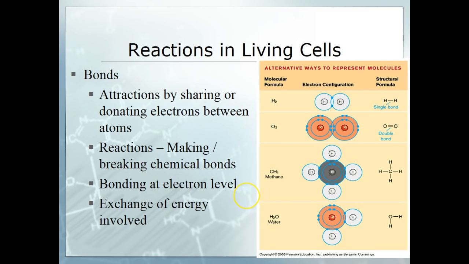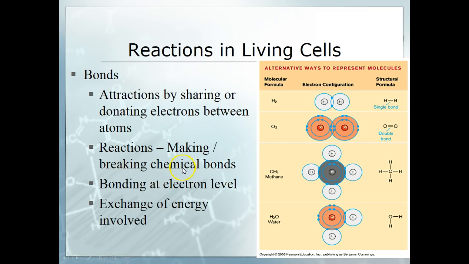Okay, so let's get into the bonds a little more deeply. Remember that bonds are attractions by sharing or donating electrons between atoms. Remember, electrons that are transferred or donated are ionic bonds, and electrons that are shared between atoms are covalent bonds. But then you can also have bonds that are just between unlike charges, which would be the case in hydrogen bonds and van der Waals forces.